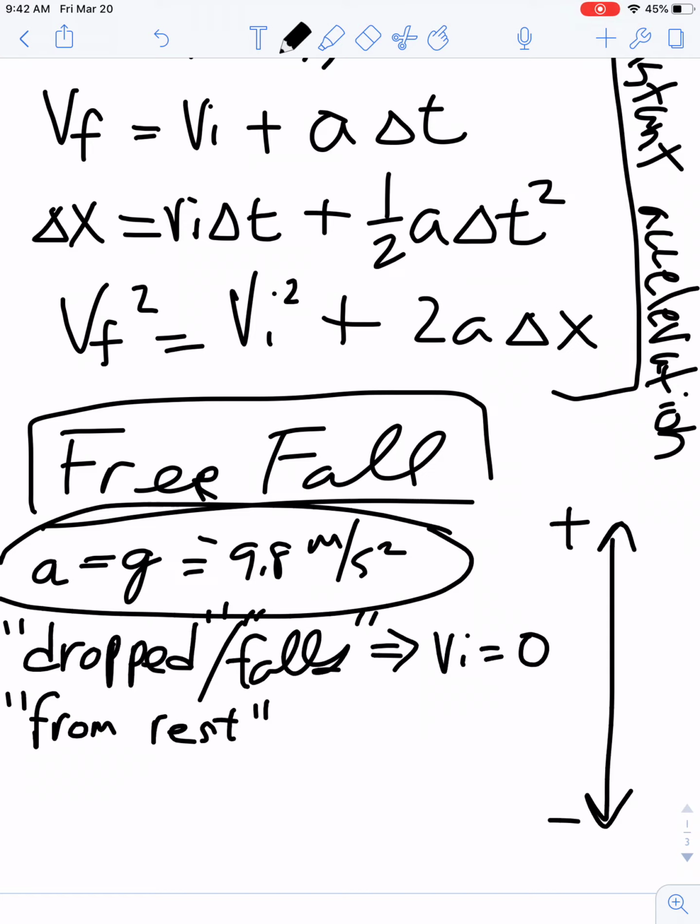So you always know a is equal to negative 9.8 meters per second squared. So you'll make a list of variables, and if you make that list and you write your given information, don't forget, if you're on planet Earth, then a is 9.8 meters per second squared.